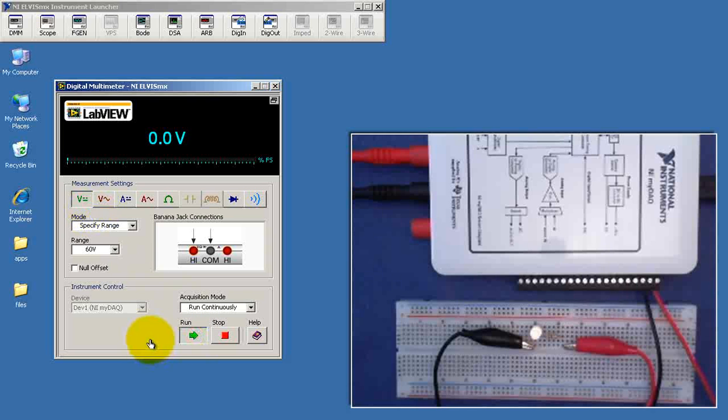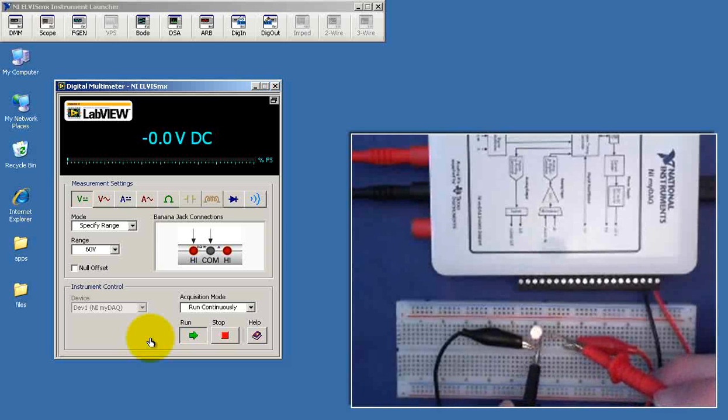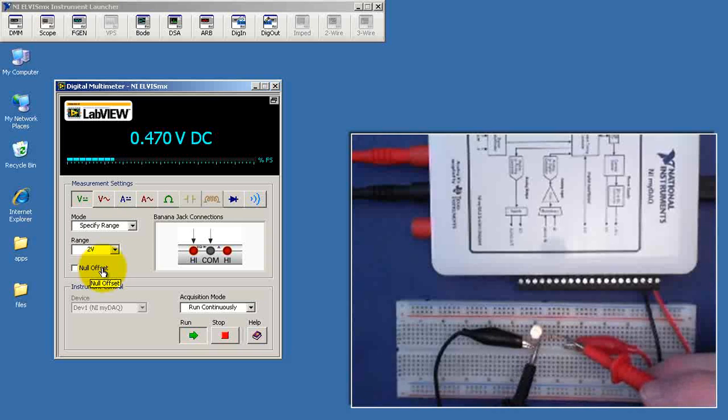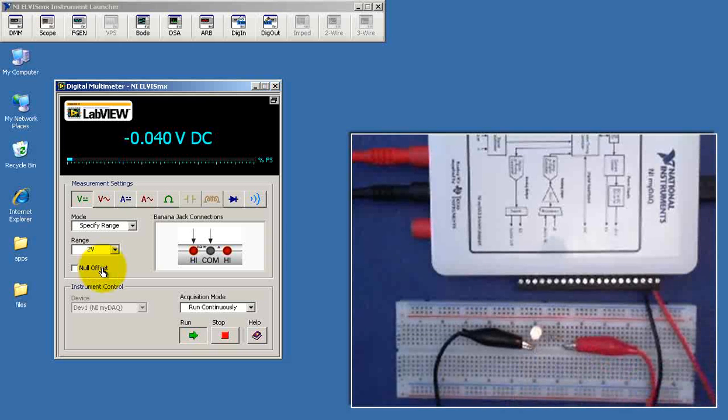Make sure we're in DC volts mode. And I get a voltage of around 1/2 volt. Let me switch to a range that gives us better resolution. My measured voltage is 0.526 volts.